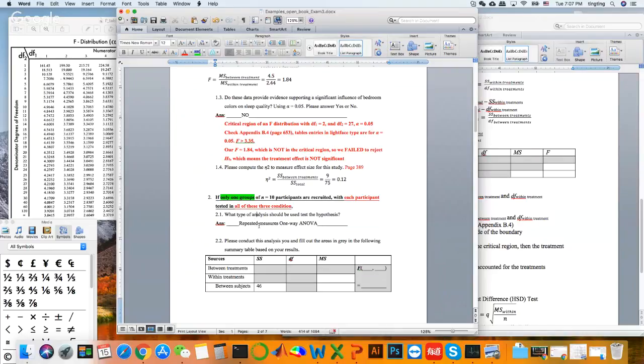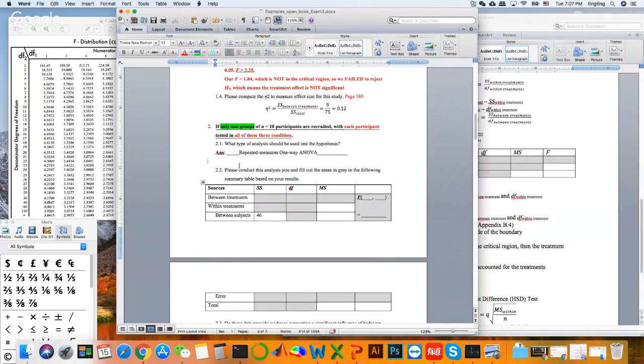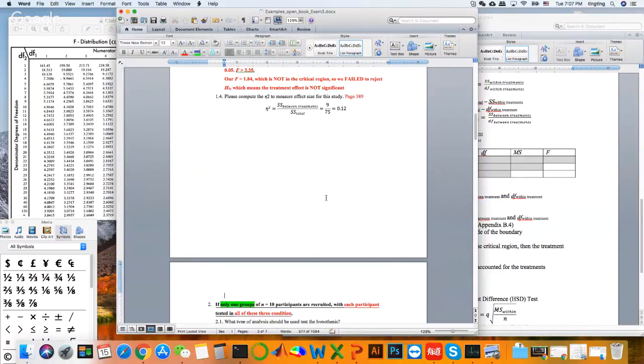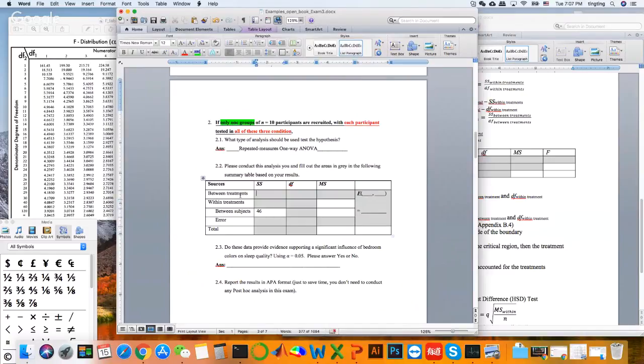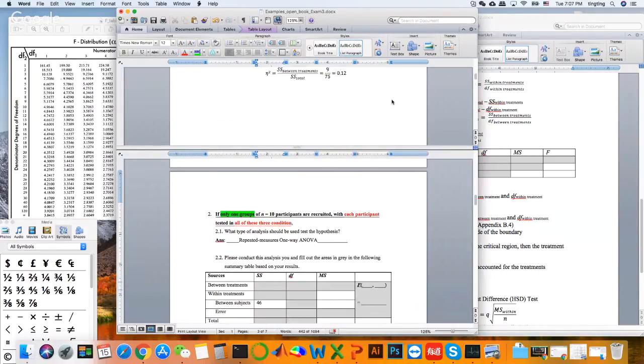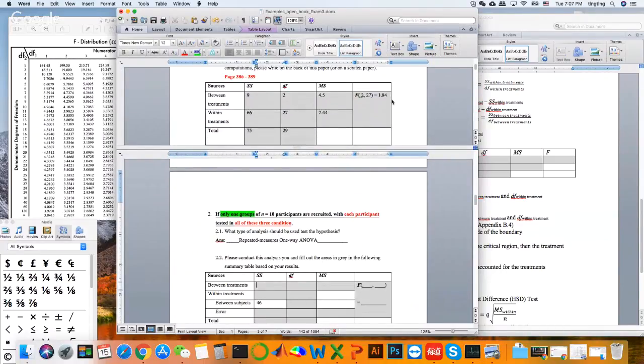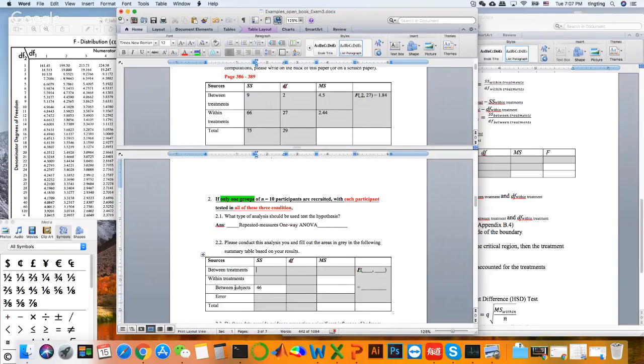So we answered the first question. Now we have another summary table that looks different from the previous one. In the previous one, for the within treatment part, we separate this component into 2 sources. One is the between subject, another one is the error term. This is stage 2 of the repeated measures ANOVA.